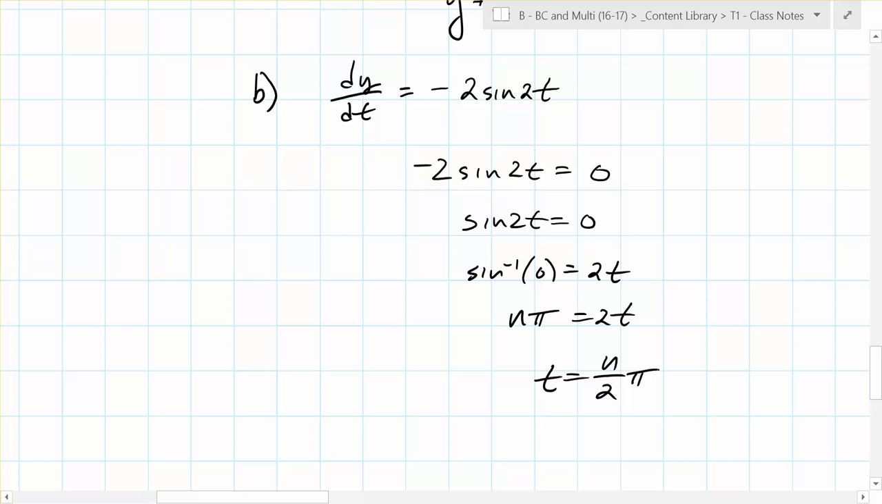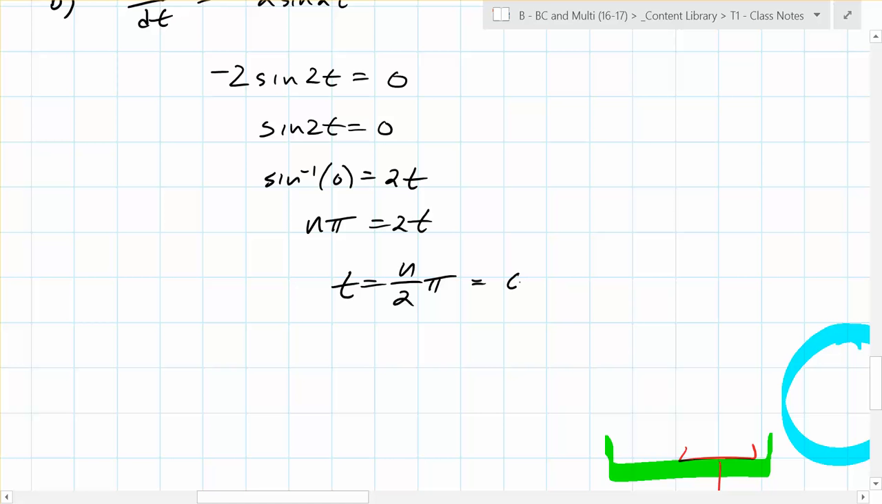But what is this question asking you? It's asking for the smallest positive t value. So can n equal 0 here? No, because 0 is not positive. 0 is not positive, and 0 is not negative. So what are the possible answers? 0, pi over 2, then pi, then 3 pi over 2, and then 2 pi, right? What's the smallest positive value? Pi over 2. That is the smallest positive value.